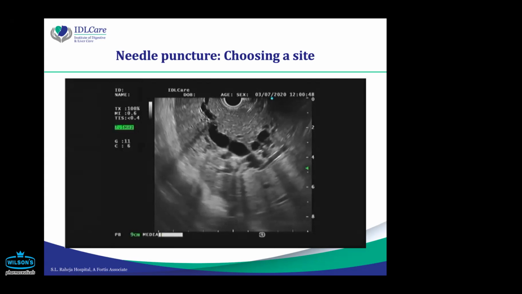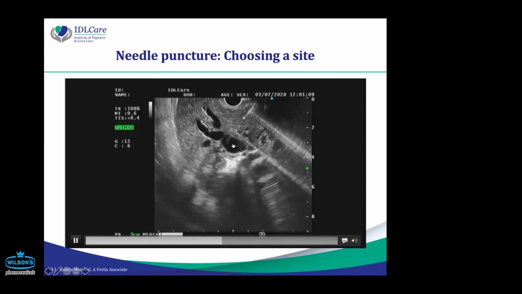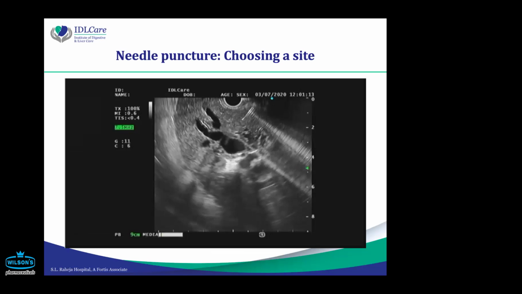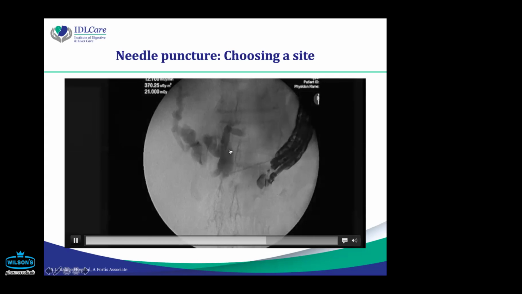So here we have made a puncture. Once you make a puncture, always aspirate to see that there is bile. Once bile is there, you are nicely in place. Keep the scope in position or ask an assistant to hold the scope till you have passed the wire. Inject contrast. Now see where we have gone.